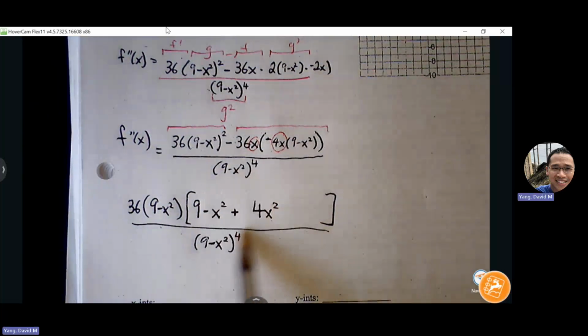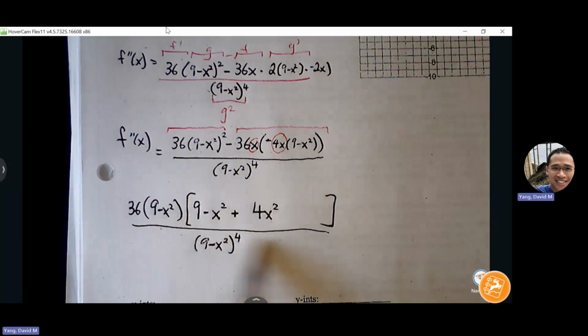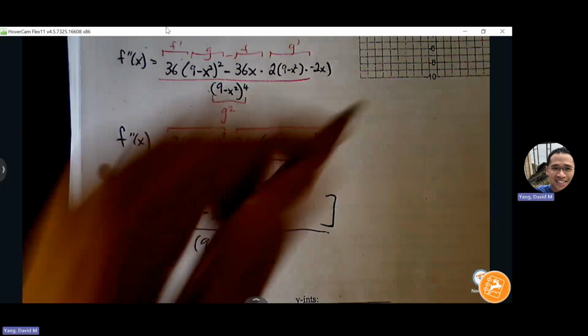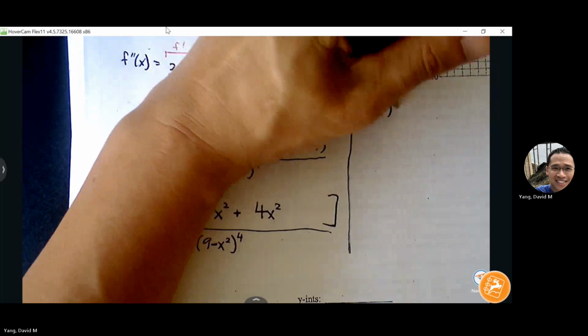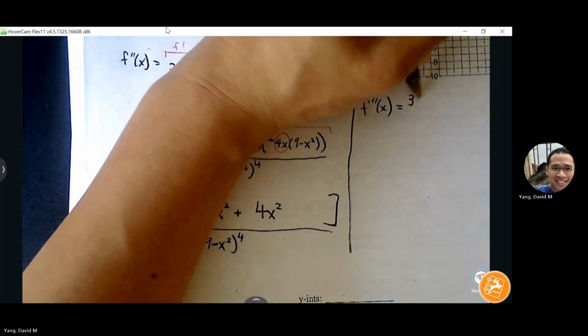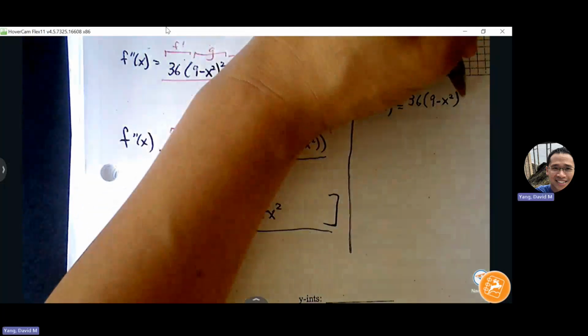And we still got to do a little bit of cleanup, but it's not bad, right? This we can do quickly. But notice that this is out as part of the factored form. And here's my cleaned up f double prime. Well, a cleaner version of it.